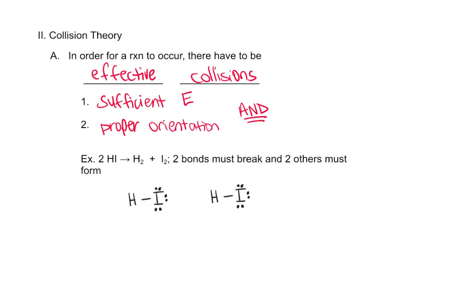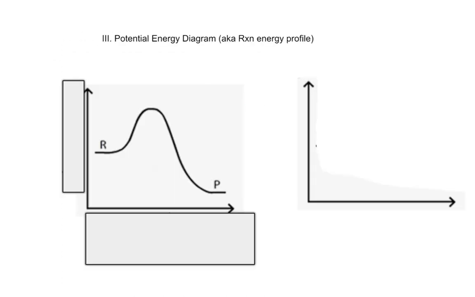Okay, the only way that that would actually happen is if they are colliding this way, right? So that would give proper orientation. As long as there was sufficient energy, you would have an effective collision there and you could get your products.